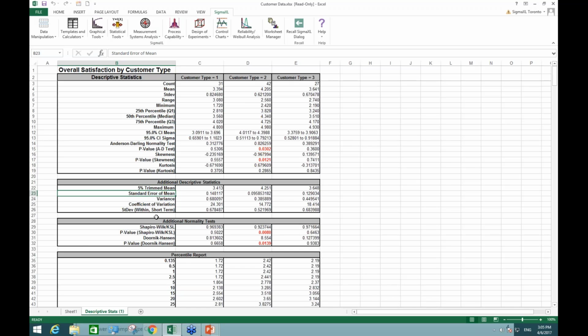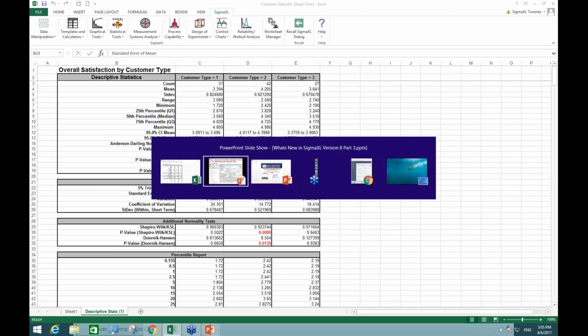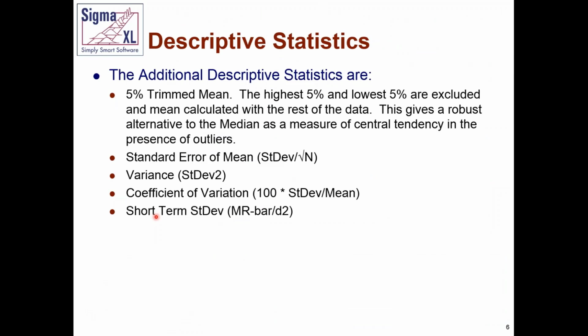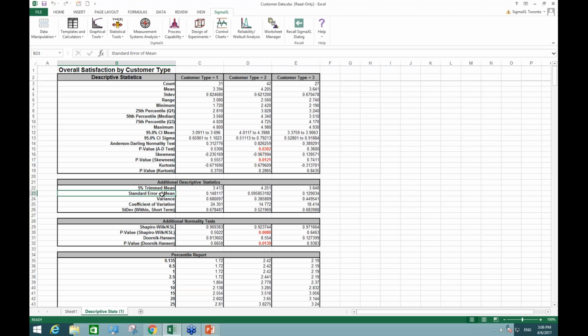Standard error of the mean is the S over the square root of n. And by the way, in the PowerPoint slides, these are all covered here. Standard error of the mean is S over the square root of n, and that can be used, for example, to compute the confidence interval. Variance is simply the standard dev squared. Coefficient of variation is 100 times the standard deviation divided by the mean.